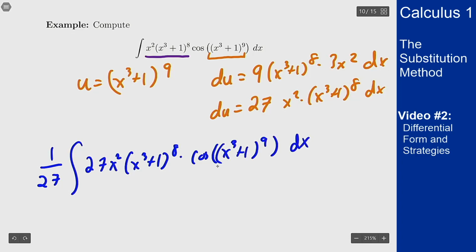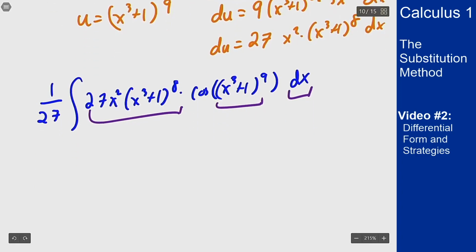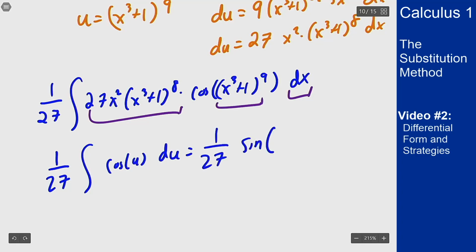I now have u and I have du. So this becomes a 1 over 27 integral of cosine of u du, which becomes sine of u, and so I get a 1 over 27 sine of x cubed plus 1 to the 9th plus c.